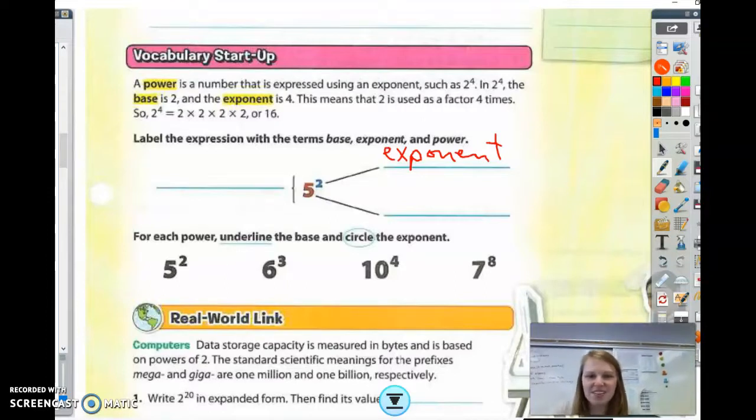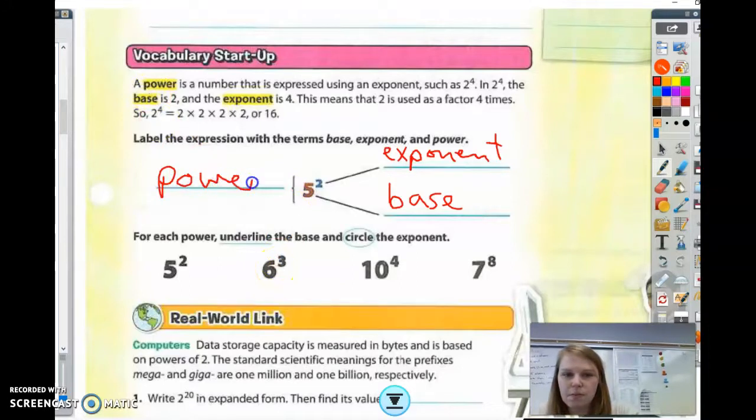So exponent. How about this one then? If this is the exponent, this big number here is the base. I'm going to see if I can write that in. There we go. Base. So the whole thing together, the whole chunk, is called a power. So we're going to say this one, power.